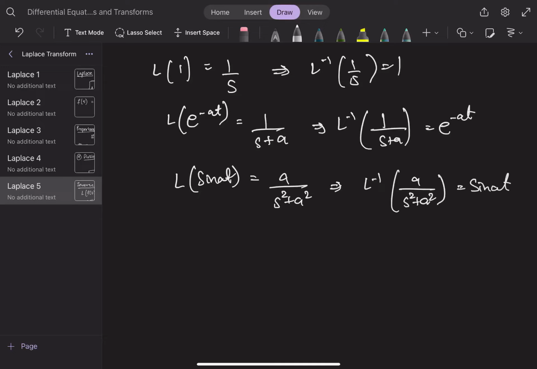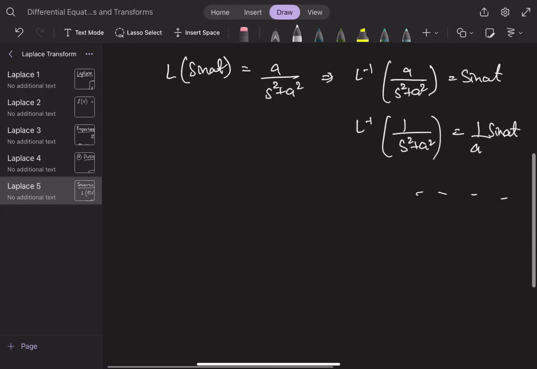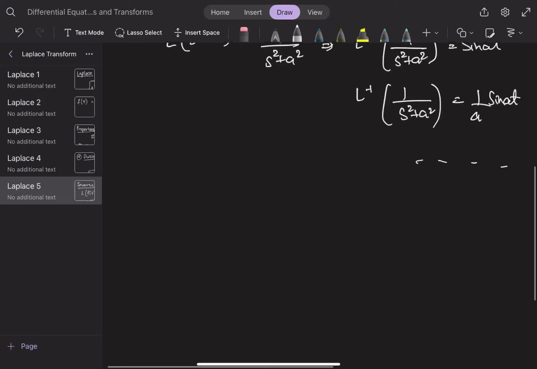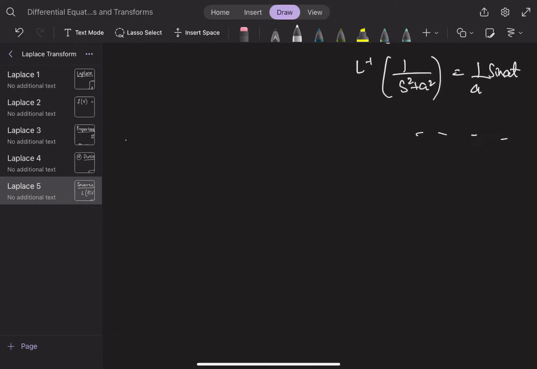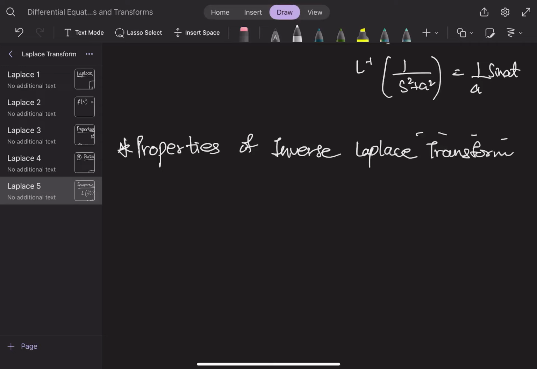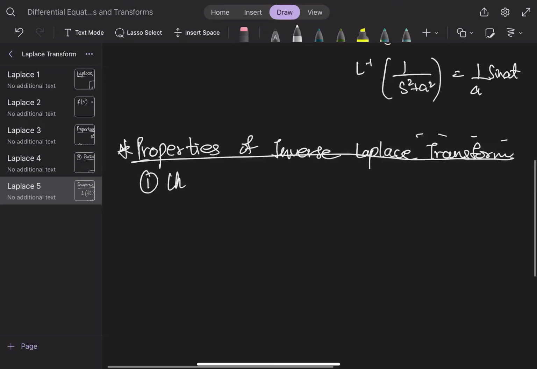Or you can also write Laplace inverse of 1 upon s square plus a square is 1 by a sine at, and so on for all the functions that we have done. So now, just like we did properties of Laplace transform, we have properties of inverse Laplace transform. The properties are very similar, so you won't have to remember them separately. For example, the first one is again change of scale.